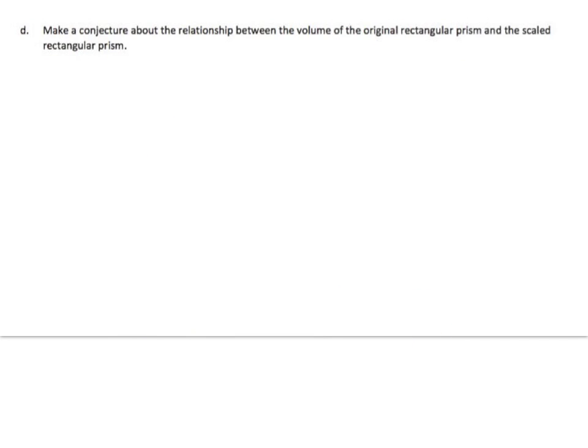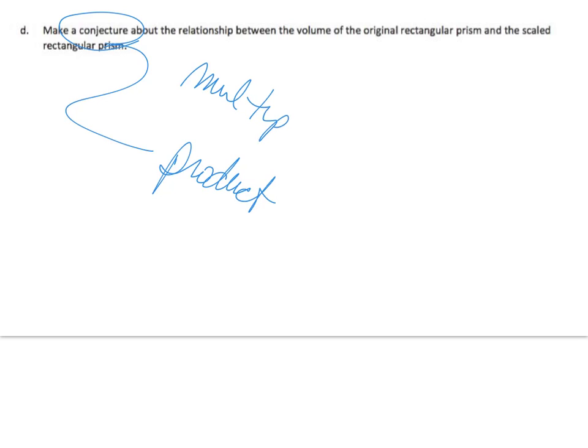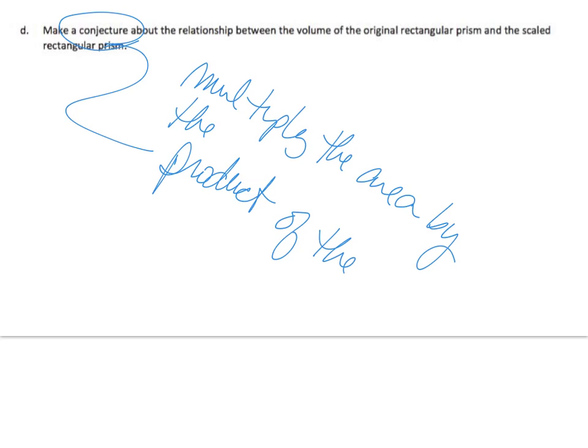Make a conjecture about the relationship between the volume of the original prism and the scaled prism. I sort of messed up. I can't do a conjecture when I just showed you what the relationship is. You multiply the volume by the product of the scale factors.